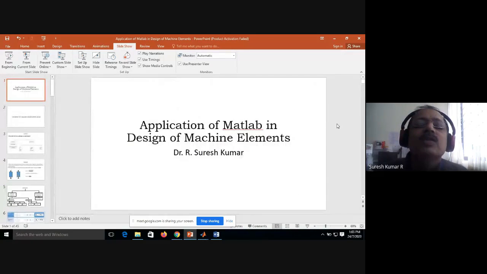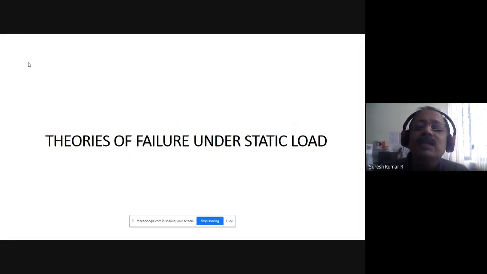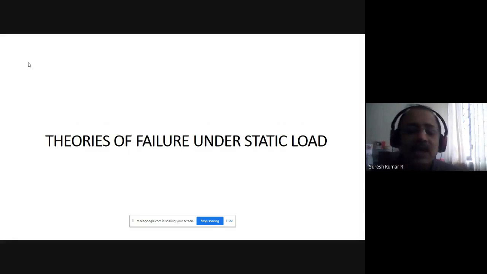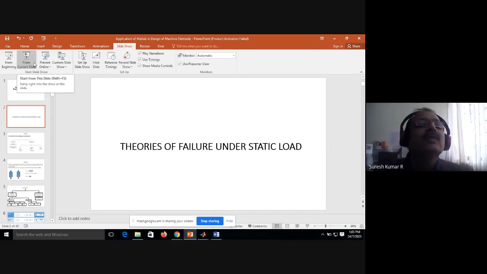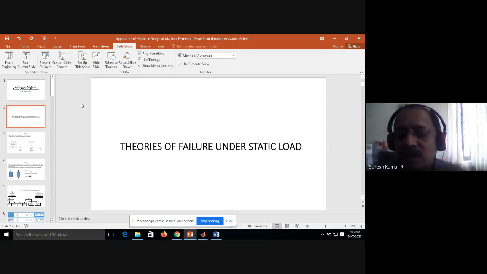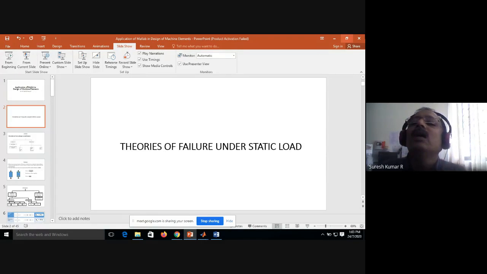So this is one example of how we can apply MATLAB. One particular example, that is theories of failure under static load. This one example I think I have shared with you with enough depth of understanding of what the theories of failure are, and under what conditions these theories of failure need to be applied. With that, I have come to the end of my presentation.